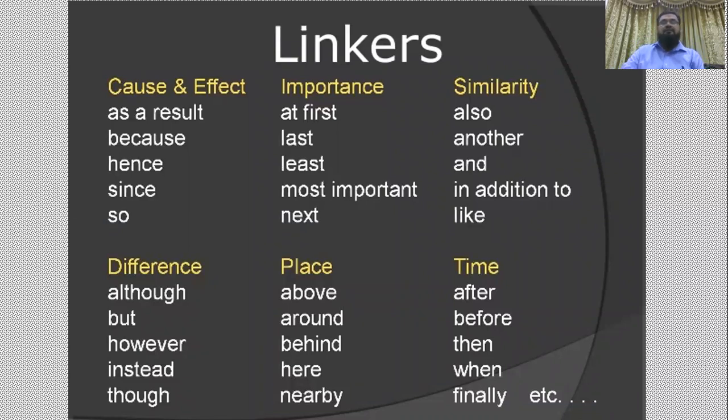These are the linkers. Earlier we discussed that there should be linkers. Cause and effect linkers are as a result, because, hence, since, so. These can be used when you are giving the causes and effects. When you are discussing the difference between things: although, but, however, instead, though. When you are stressing the importance: at first, last, least, most important, next. And when you are discussing the place: above, around, behind, here, nearby. Similarities: also, another, and, in addition to, like. This shows the similarities. Now about the time: after, before, then, when, finally, etc.